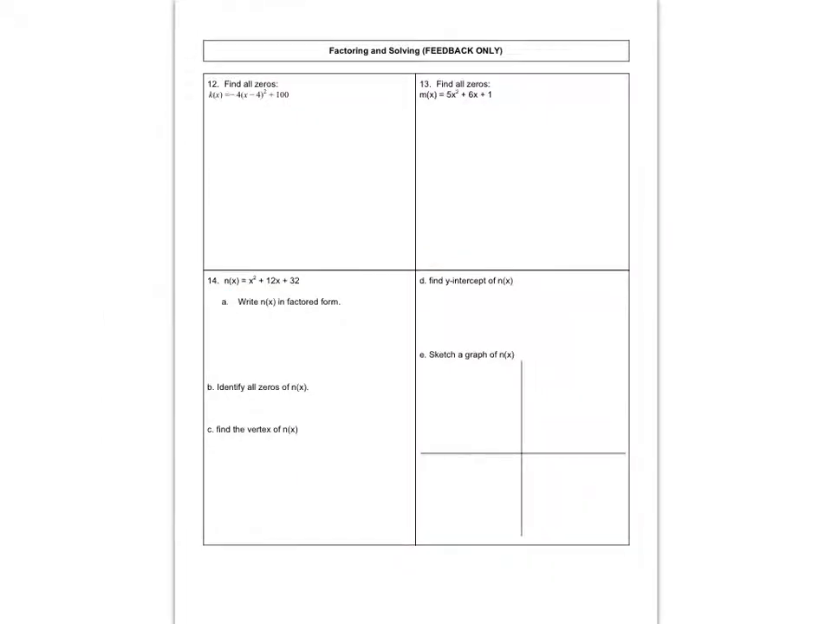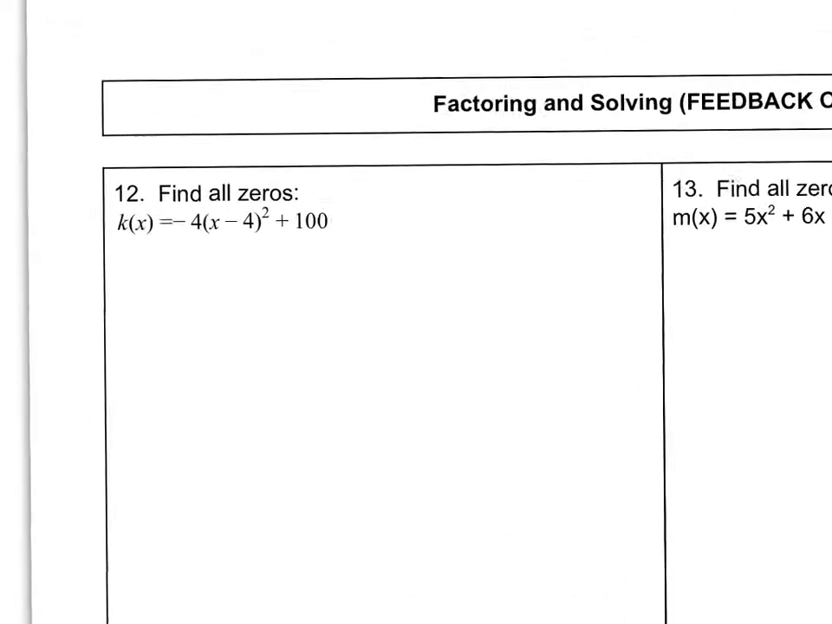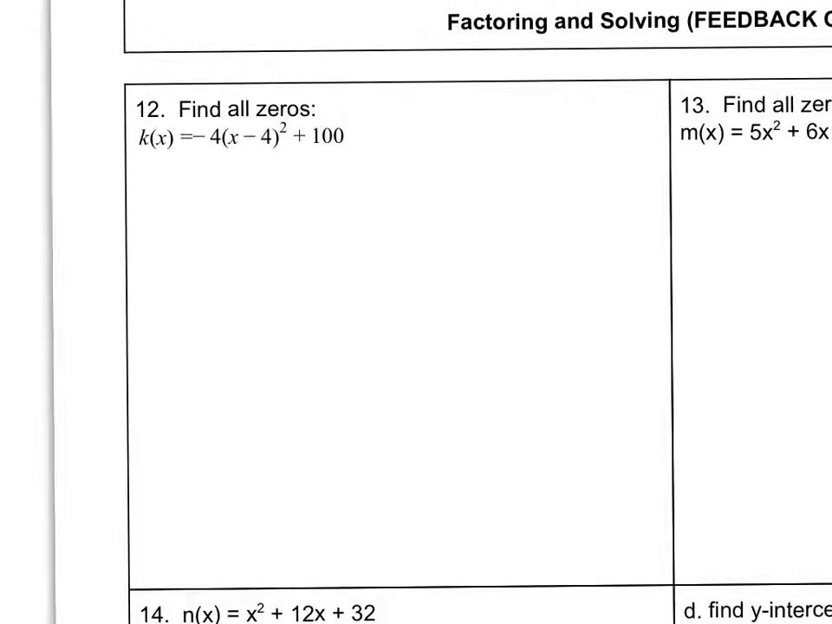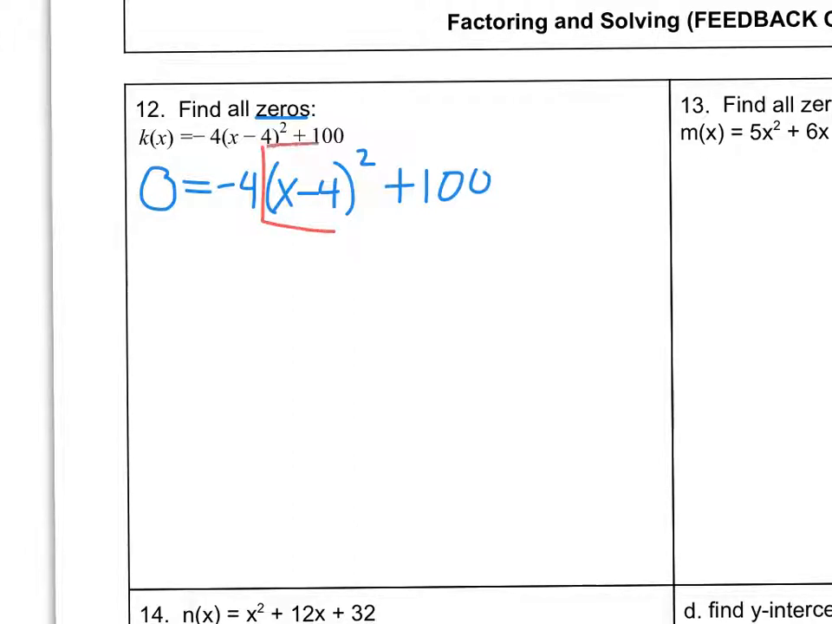Looking at the next section, which is based mostly on factoring, we also have to do some solving here. You're asked to find all zeros for problem 12. The first thing I need to know is that if I'm looking for zeros, I have to set this equal to 0, and then I can begin solving the problem. Just like the absolute value equation on the other page, we're going to try to get the weird part, in this case the squared part, by itself. I'm going to subtract 100 from both sides. We get -4 times (x minus 4) quantity squared.